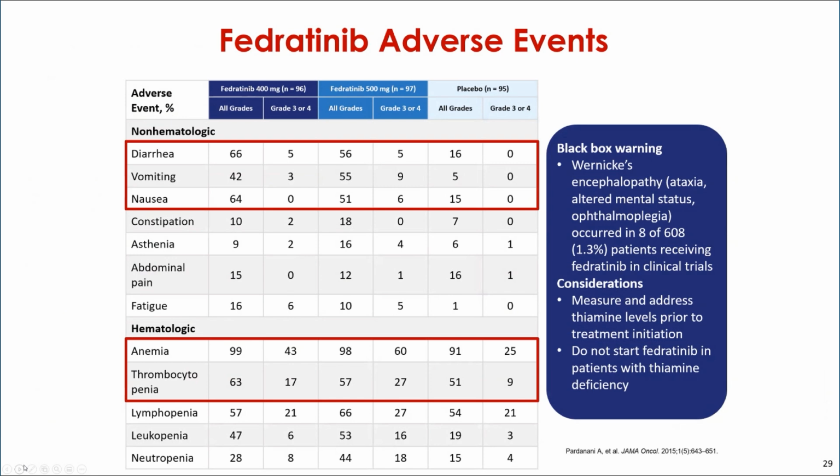And the other difference is on the right side, the black box warning: an extremely rare complication with fedratinib, Wernicke encephalopathy, which develops because of interference by fedratinib with the uptake of thiamine from the GI tract into the body of the patients. They're structurally similar. That does not happen with any other JAK inhibitor. And then the thiamine deficiency can cause Wernicke encephalopathy. A good test question. Remember that.